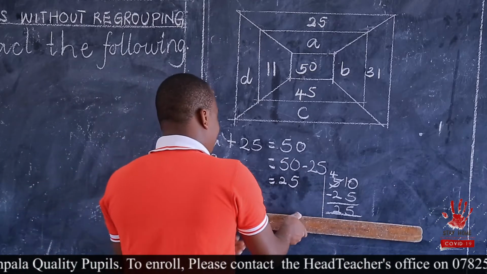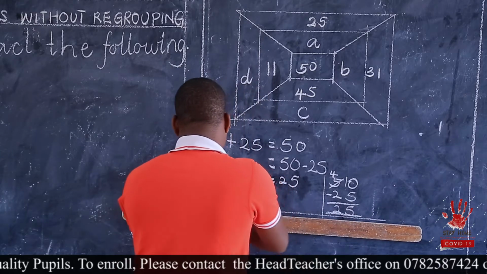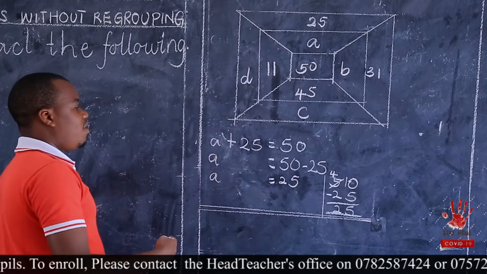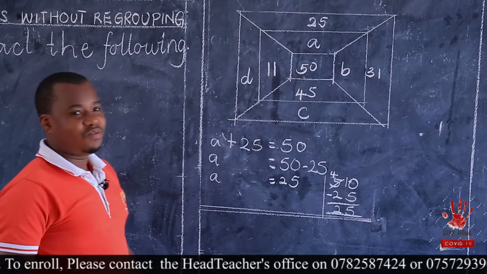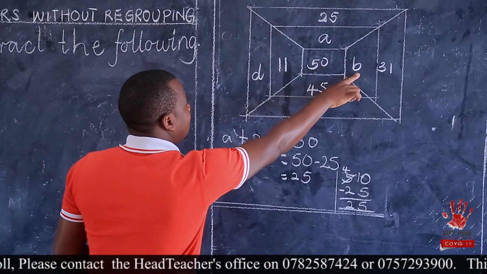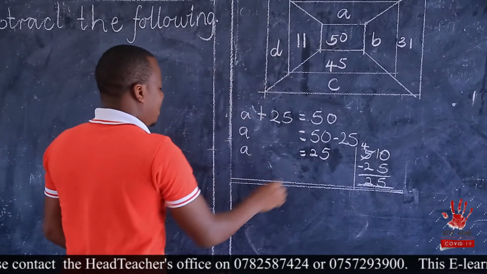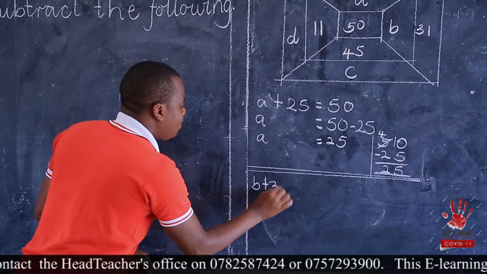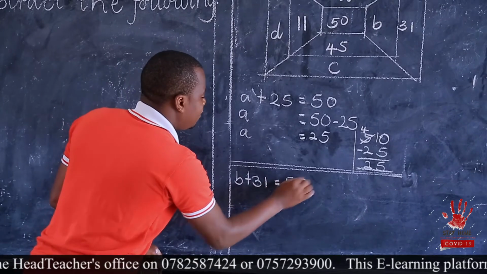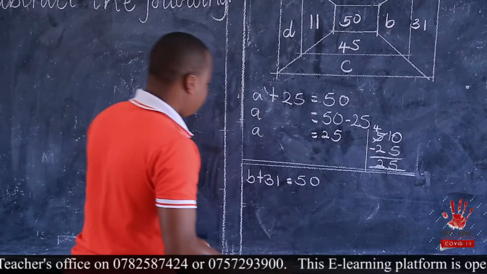Then I will come, and I think you are now following this one. Those who did not understand, who did not get it in the lesson, when I'm going through, you are very attentive and you are now getting it very well. So I'm going to B, which is here. So when I get B plus 31, I will get the sum at the center. So this is B plus 31 equals the sum at the center, which is 50. We have formed the equation, and therefore we are going to solve it.